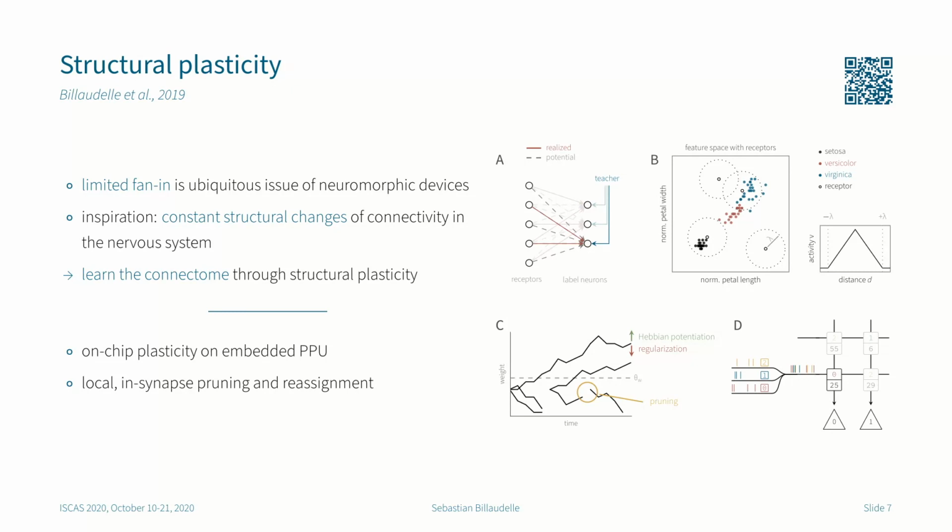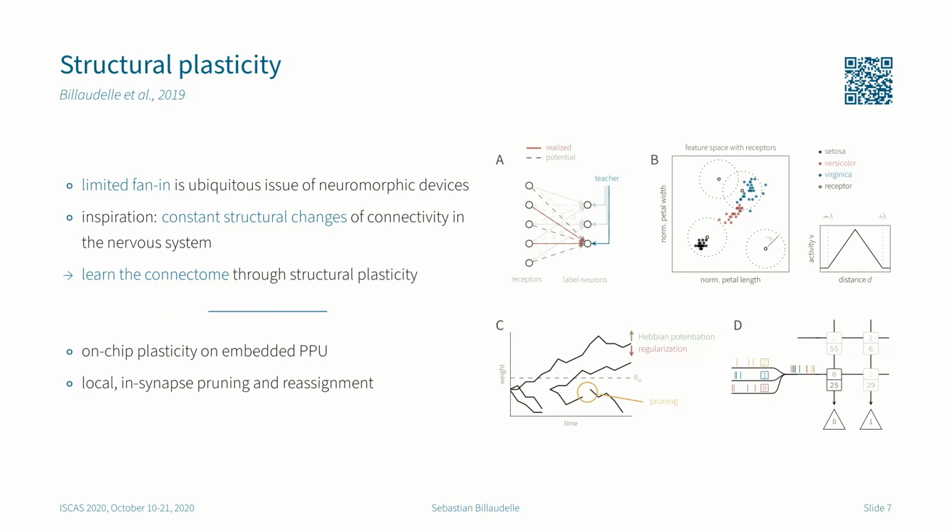To solve this problem, we can once again take inspiration from the nervous system, where a constant change of the connectome can be observed. Synapses do not only change in their strength, but some are removed and others are created continuously. In this experiment, we used such structural reconfiguration to learn a sparse connectome.